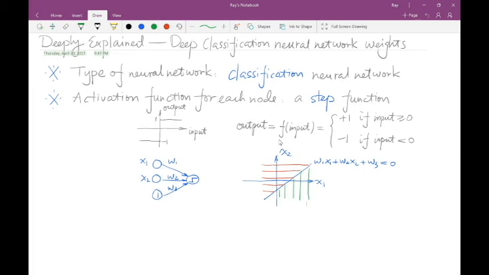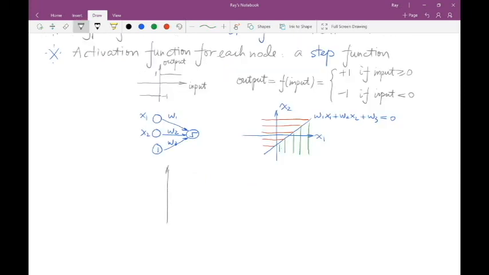Taking any point above the line and passing it through the network returns a positive one. And taking any point below the line and passing it through the network returns a negative one. With this ability, we can classify certain datasets. Suppose we have two classes of data. They are located in x1, x2 space like this. We can draw a line between them.